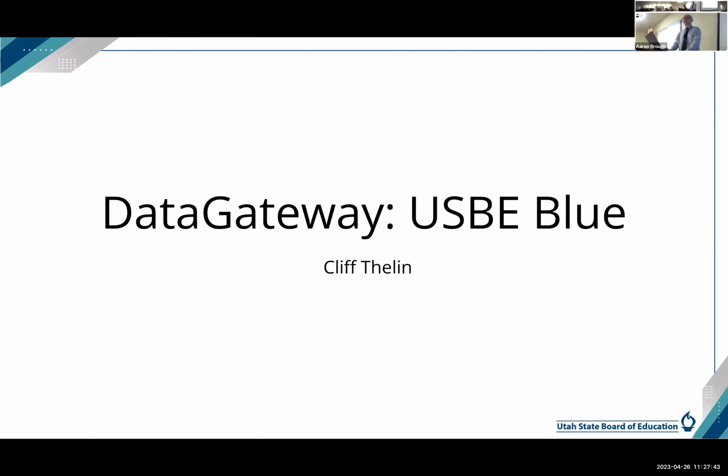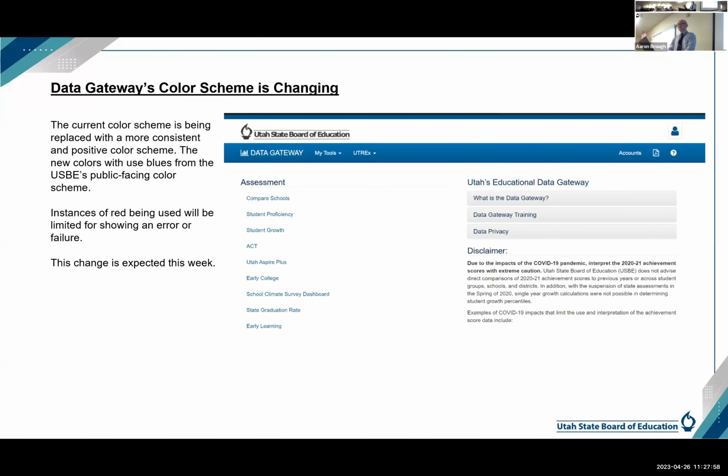The next thing I have, unless there were any questions, is the data gateway. I'm sure everyone's familiar with that being red, as that's what it's been for a very, very long time. But that is now changing. We're bringing the USBE color schema to being the blue that matches along with the USBE blues, which we have for our public websites. And this is intended to make it more clear when there's a problem on the page.